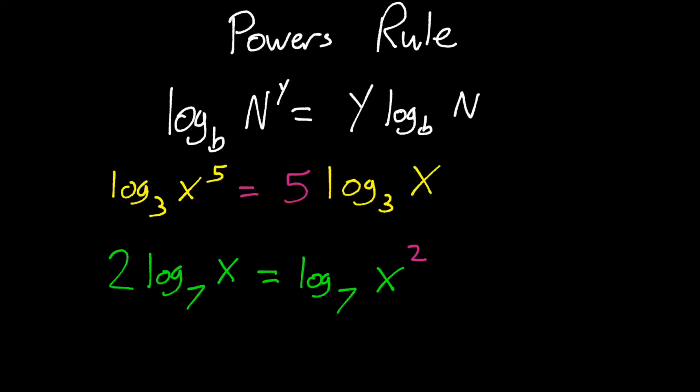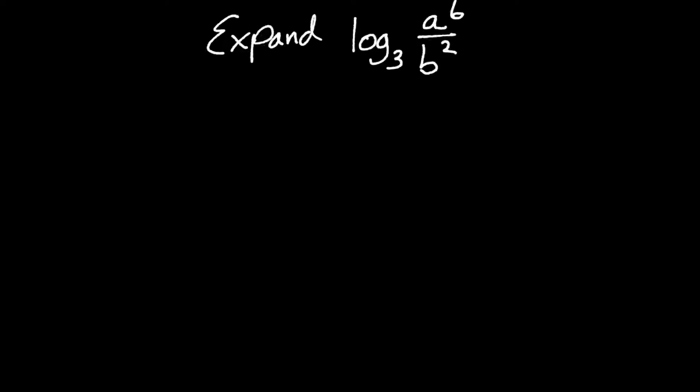Now, sometimes you're going to have problems that use multiple rules at once, and it's going to be our job to either simplify or condense or expand, however the directions say. So let's try a couple where multiple rules will be happening at once. Our instructions here are to expand out the log base 3 of a to the 6th over b squared.